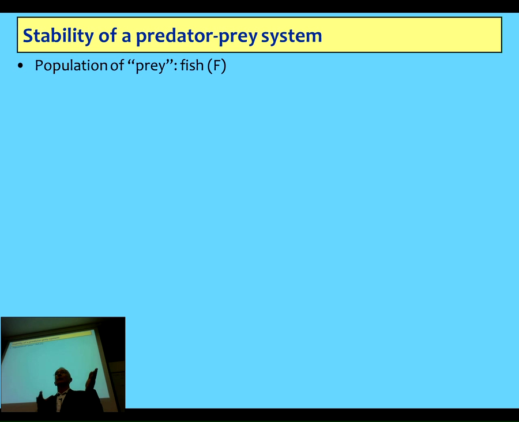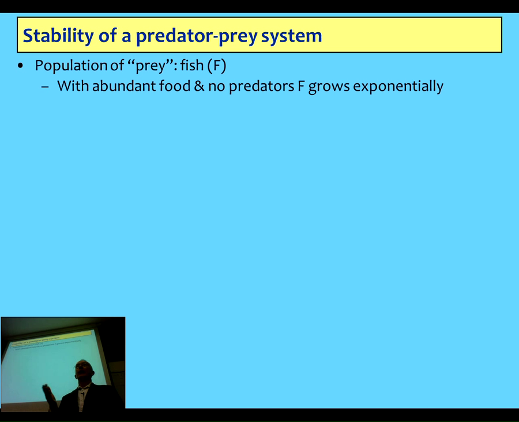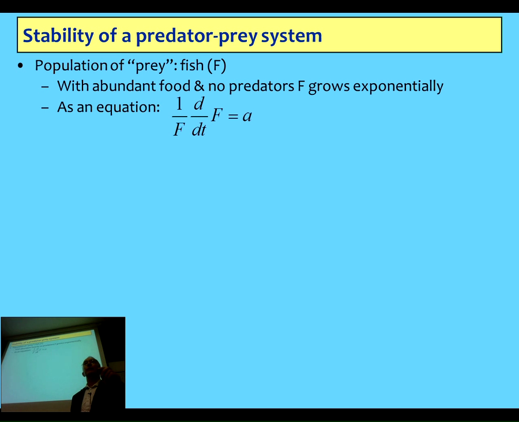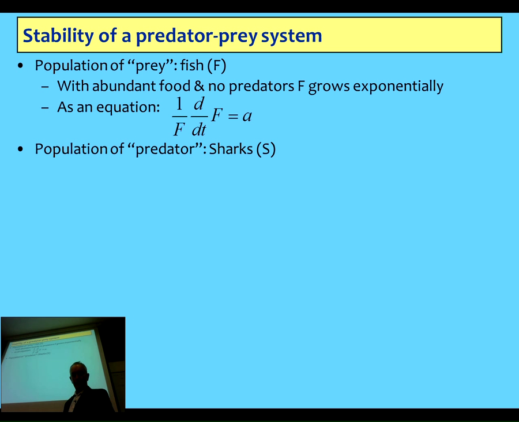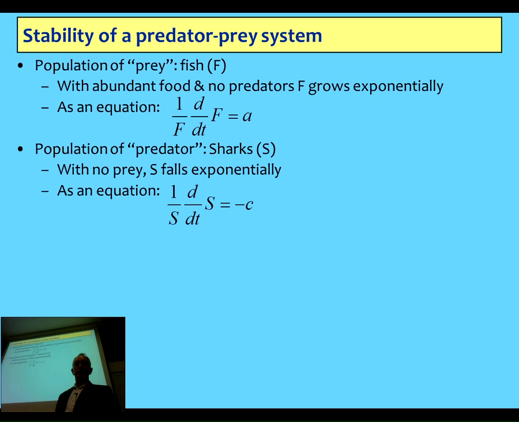And as it happens, Richard Goodwin learned his mathematics from the French mathematician who was one of the leading exponents of predator-prey models. But predator-prey involves things like fish, where if there's abundant seagrass and no sharks, the population would grow indefinitely. So as an equation, you can simply say 1 over f df dt equals a. And it's exponential population growth. And you might have sharks as well, and if there are no fish around, they're going to starve to death. They'll eat each other before they starve, but they'll starve to death over time. So as an equation, you can say 1 over s ds dt is minus another constant, say c.